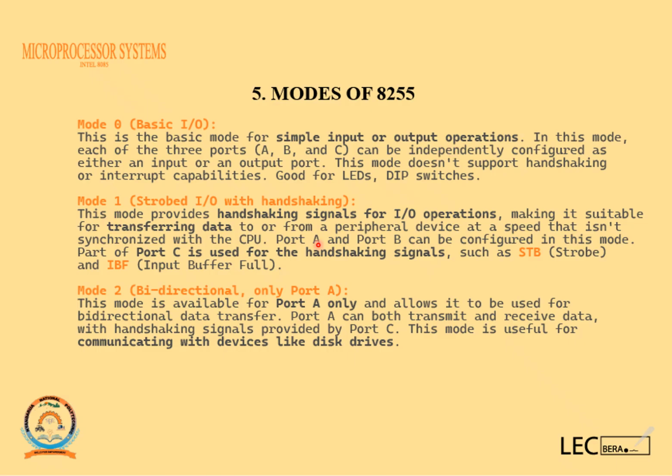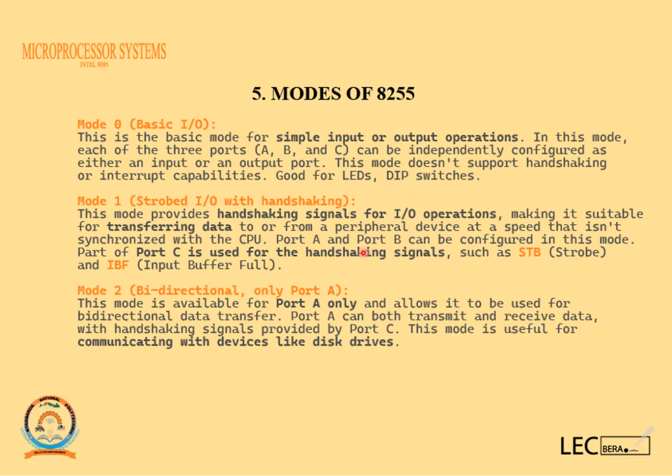And then we have mode 1. This is for strobe input output with handshaking. This mode provides handshaking signals for input output operations, making it suitable for transferring data to or from a peripheral device at a speed that is not synchronized with the CPU. So port A and port B can be configured in this mode. Part of port C is used for handshaking signals such as STB, that is strobe, and IBF, input buffer full.